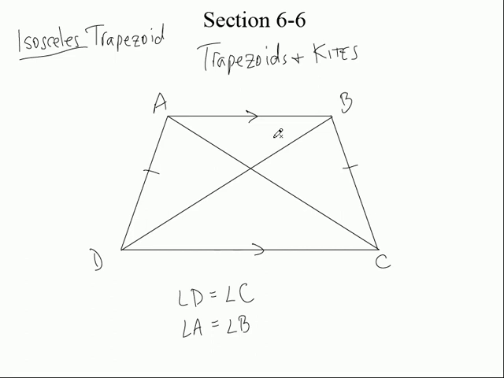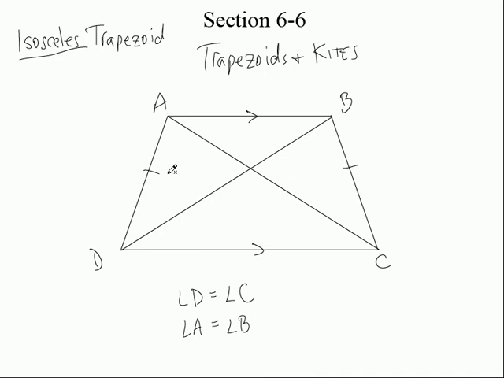Now, do the diagonals necessarily bisect each other on this? No, they don't. Not on a trapezoid. When do they bisect each other? On a rectangle, yeah, but what's more general than a rectangle? Not just any quadrilateral. Parallelogram. So the diagonals bisect each other on a parallelogram. They don't bisect each other on a trapezoid.